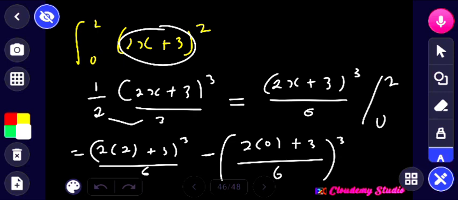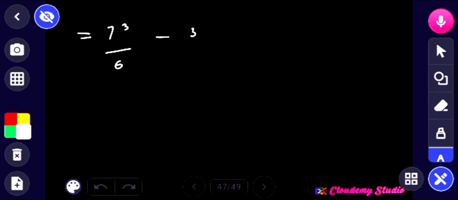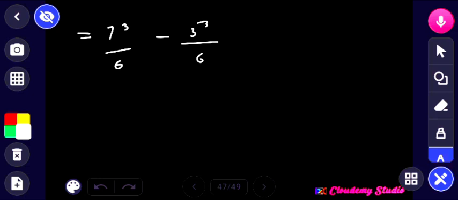So what are we going to be having? 2 times 2 equals 4. 4 plus 3 equals 7. So 7 raised to power 3 divided by 6, minus this one, 2 times 0 equals 0. That is 3 raised to power 3 divided by 6, right? So that is going to be giving us the LCM of 6, with 7 raised to power 3 being 343, minus 3 raised to power 3 equals 27. So 343 minus 27 is going to be giving us 316.